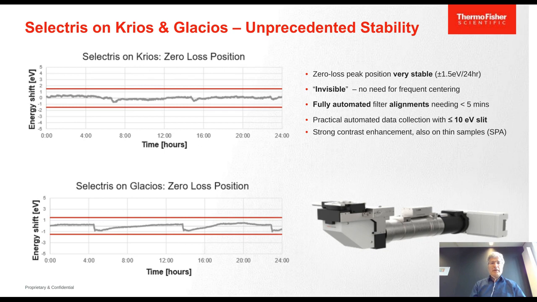So it's extremely stable, and the small periodicities that you see here as a small dip in this measurement are related to the autofilling of the liquid nitrogen. As I mentioned, it's a very stable filter. So in case you have to do some frequent centering and tuning, it happens invisibly, because it's fully integrated into our application software, and the fully automated filter alignments are also done relatively fast. Within less than 5 minutes, you've really done it.